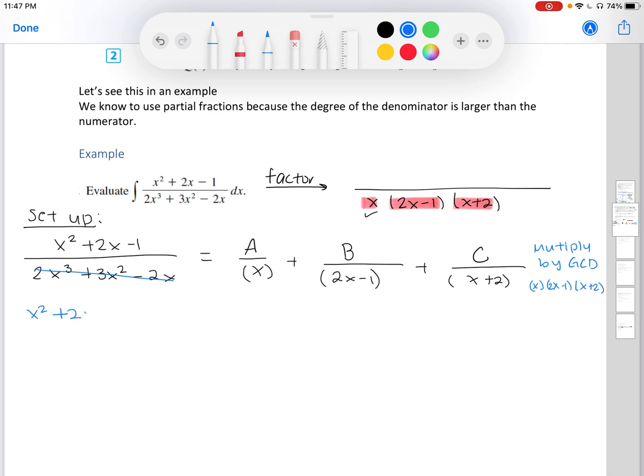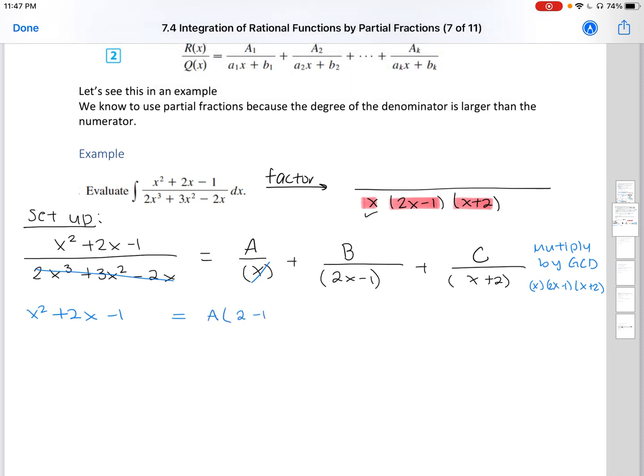x squared plus 2x minus 1. With our A, the x is left canceling, so we're left with A times 2x minus 1 and x plus 2. For our B, our 2x minus 1 canceled, so we're left to multiply that by x and by x plus 2. For our C, our x plus 2 canceled out, and we're left to multiply that by x and 2x minus 1.